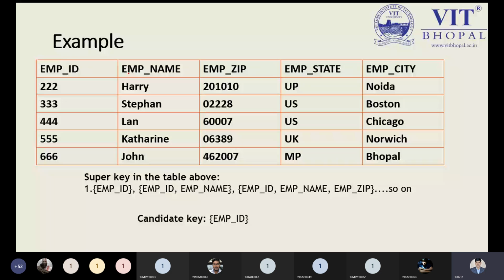Now, in this employee relation, we have five different attributes: employee ID, employee name, employee zip, employee state, and employee city. And from this point, you can say a super key can be a set of attributes, or a single attribute can also become a super key. So employee ID can also be a super key. Yes, please tell me, yes or no. If you haven't answered, please let me know. Can we say employee ID can be a super key?